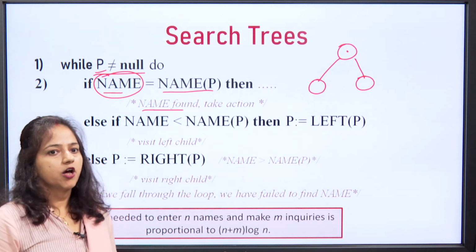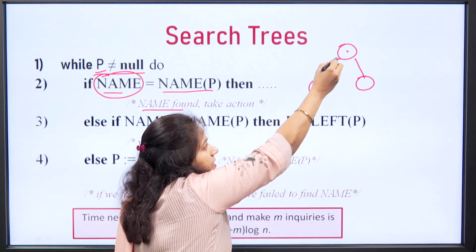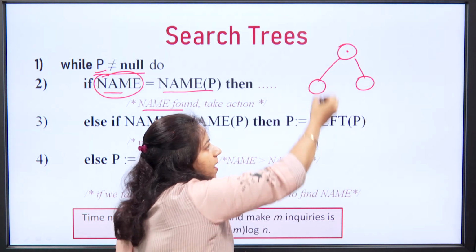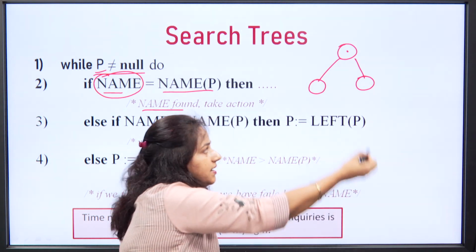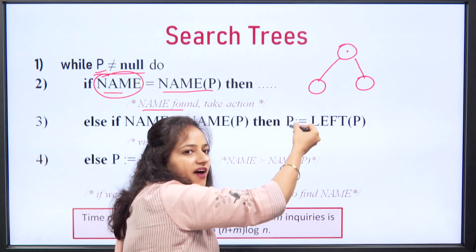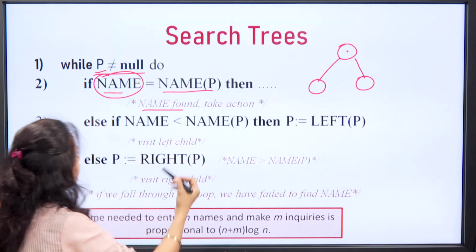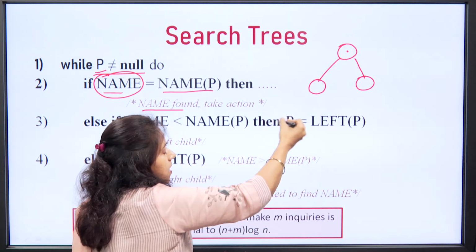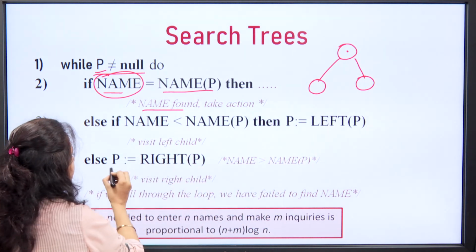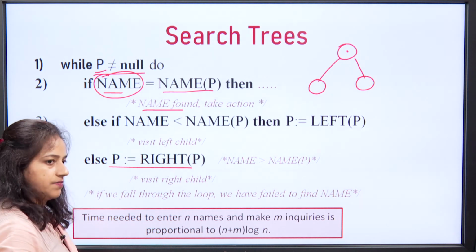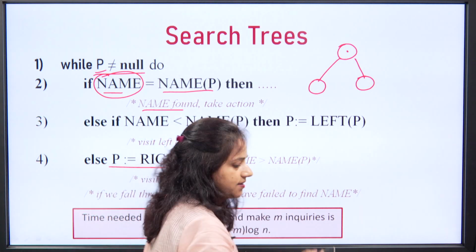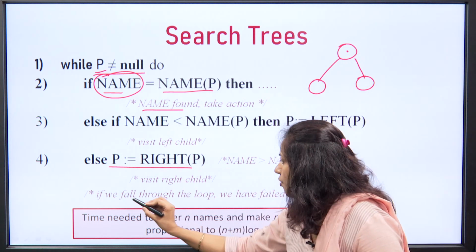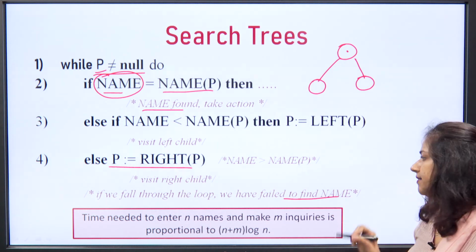Appropriate action may be taken. Now, second case, if it is not equal, then the item can be found either in the left subtree of that node or in the right subtree of the node. It will be found in the left subtree if the item is less than that value. So, if name is less than name of P, then we will go to the left child of it, otherwise we will go to the right child of it. If after executing the steps the record is not found, then we fall through the loop and we have failed to find the record.